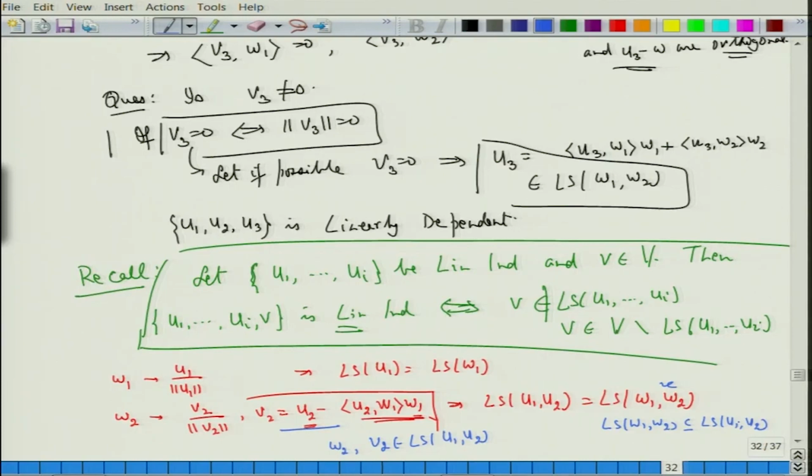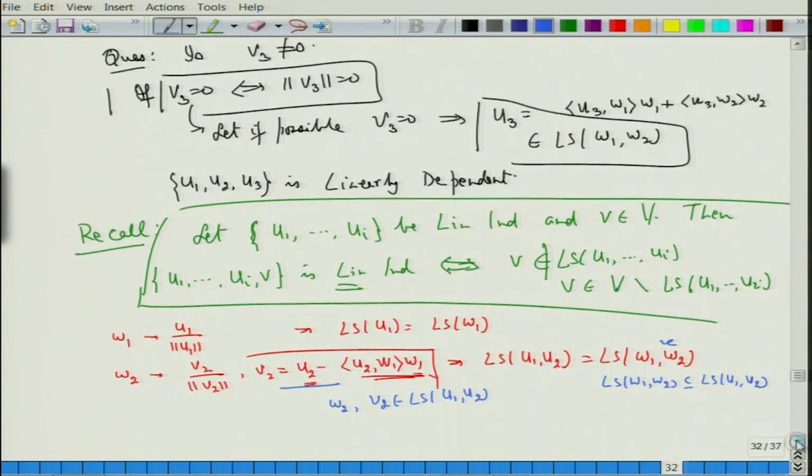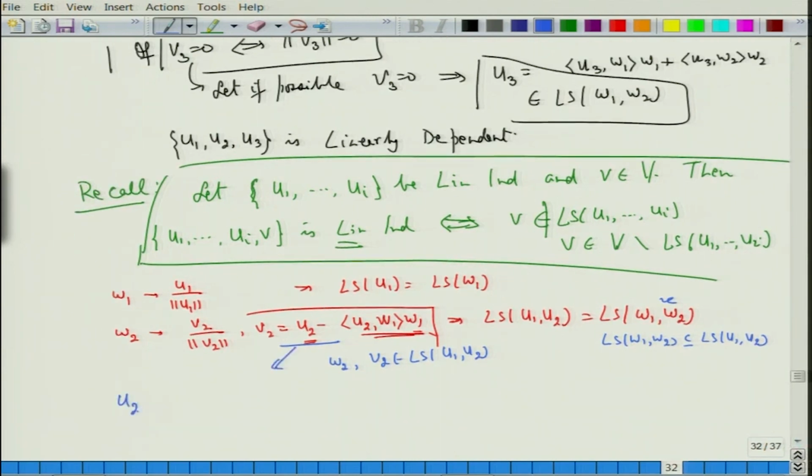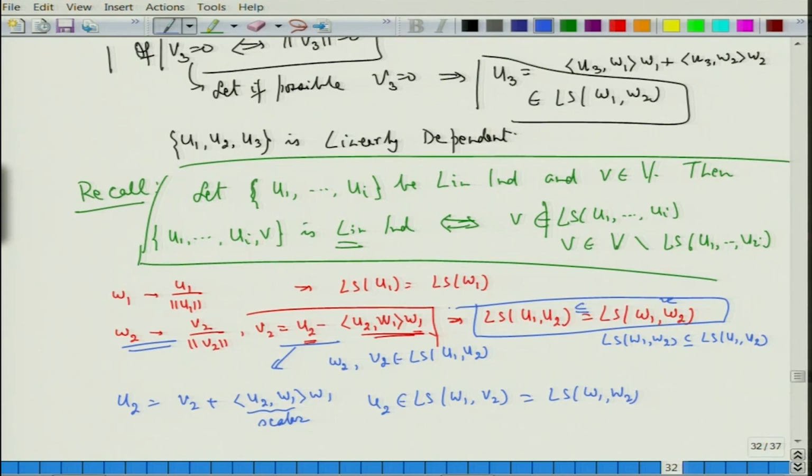Now, the other way around, since we have already shown that v2 is non-zero, I can write u2 as v2 plus <u2, w1> w1. This is just a scalar quantity. So I am writing u2 belongs to the linear span of w1 and v2, but v2 and w2 are the same vector, just differing by a unit vector scaling. So this is the same as the linear span of w1, w2. So we have shown that this is also a subset, and therefore this is satisfied, fine.